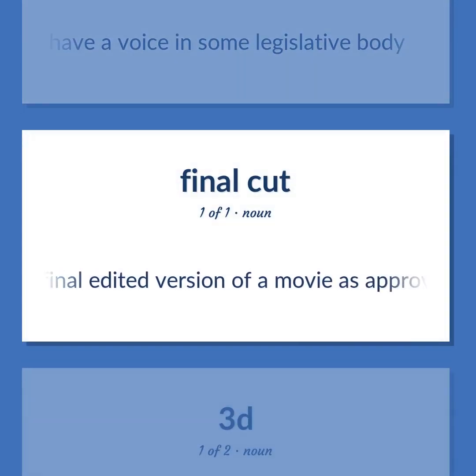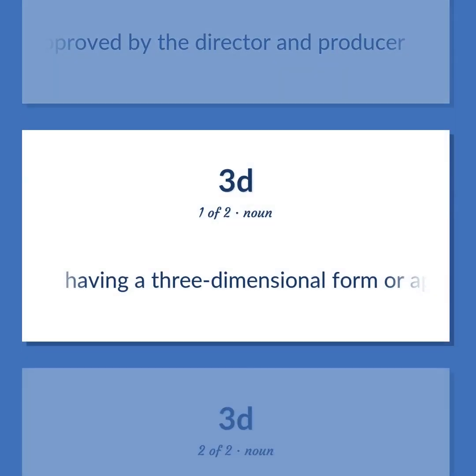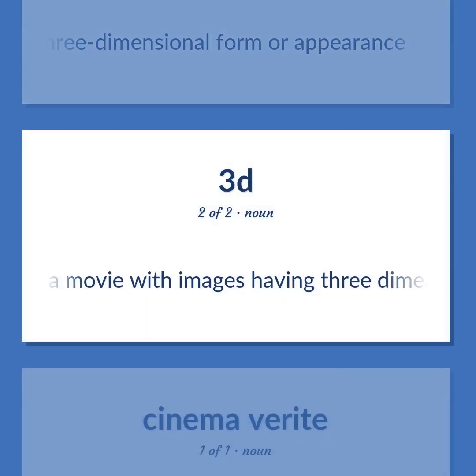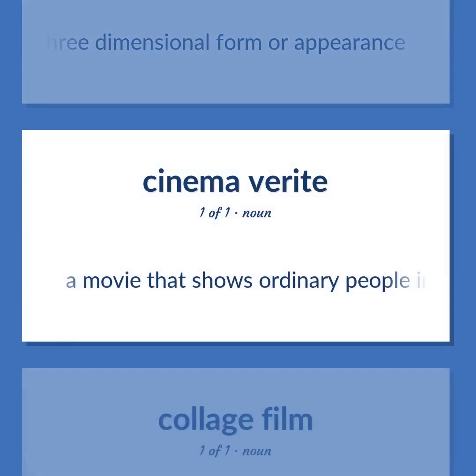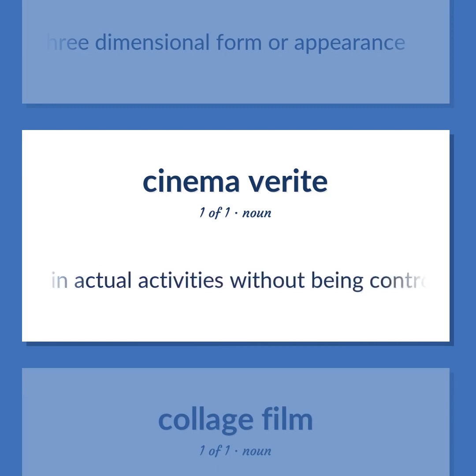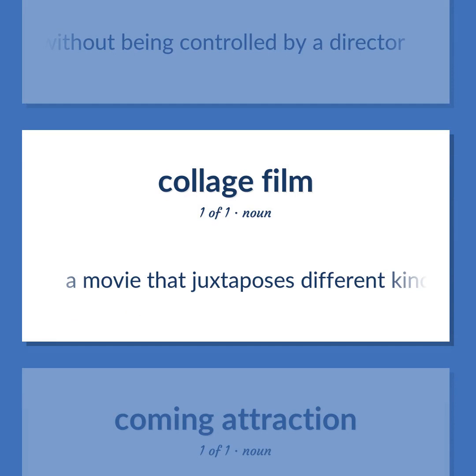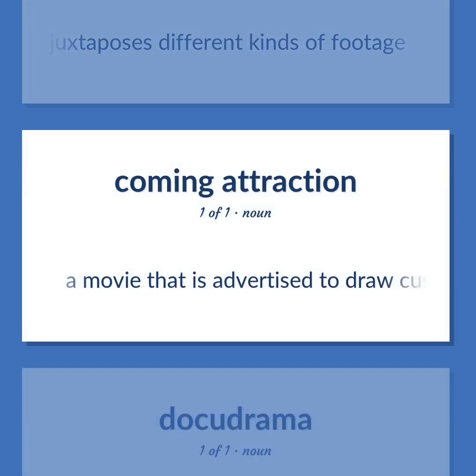The final edited version of a movie is approved by the director and producer. Having a three-dimensional form or appearance. A movie with images having three-dimensional form or appearance. A movie that shows ordinary people in actual activities without being controlled by a director. A movie that juxtaposes different kinds of footage. A movie that is advertised to draw customers.